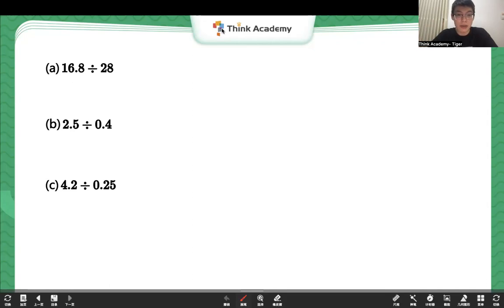Well, yes. It's either the bus stop method or the long division. So basically, first of all, before we learn about the division of decimals, let's establish one thing. For example, what is 2 divided by 1?